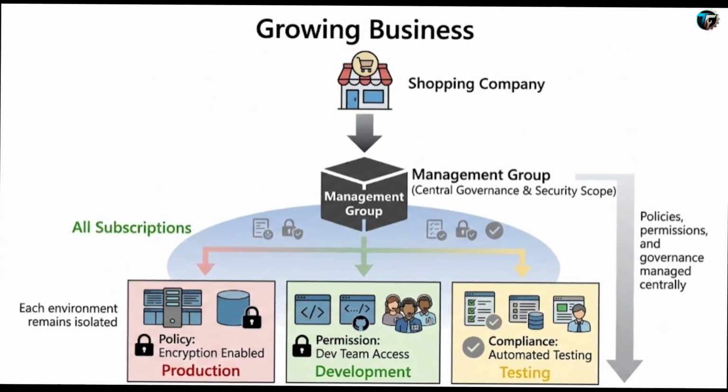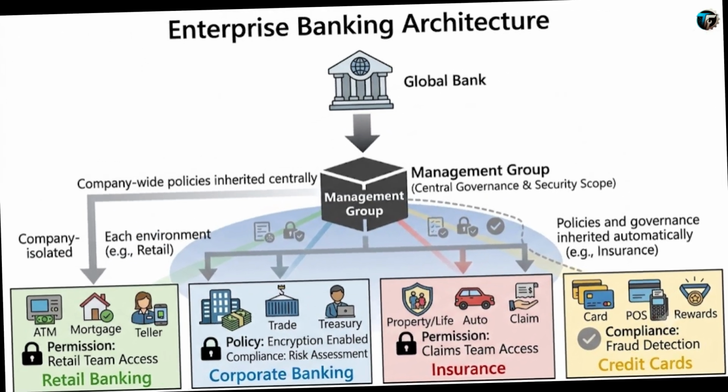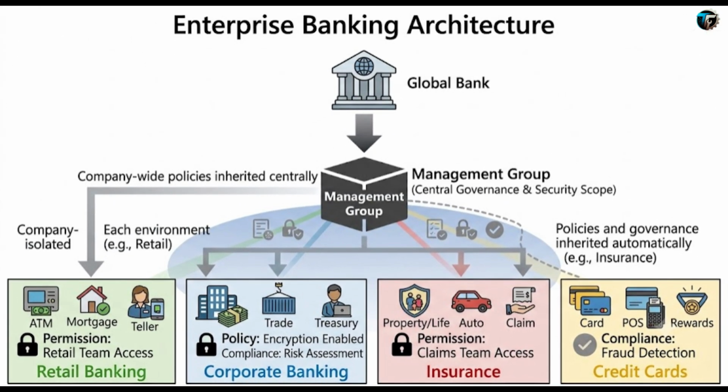Let's revisit our shopping company. The architect creates one management group. Inside it are 3 subscriptions: production, development, testing. Policies, permissions, and governance are managed centrally while each environment remains isolated. Large banks often organize subscriptions by business division: retail banking, corporate banking, insurance, credit cards. Although each division has independent subscriptions, company-wide security policies remain consistent because they're inherited from the management group.